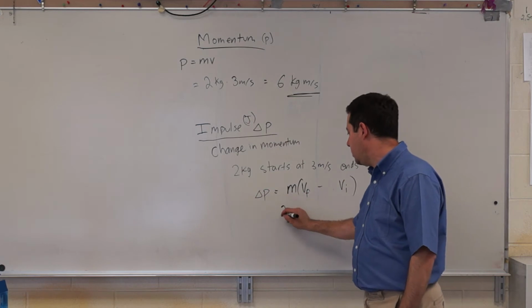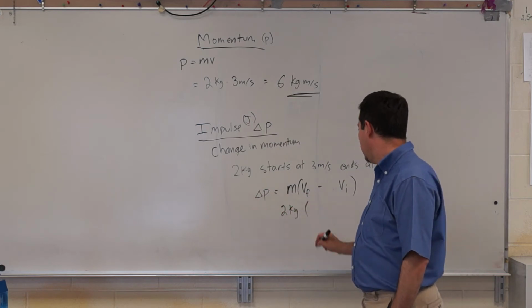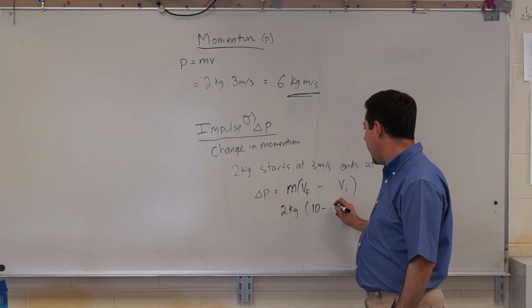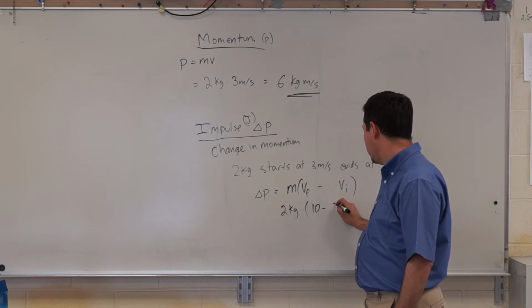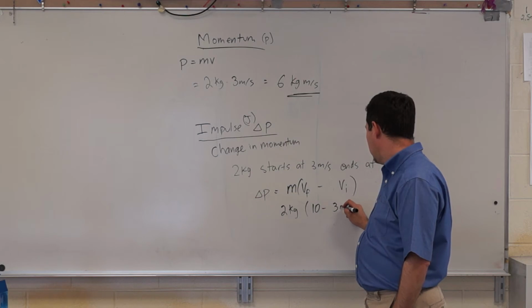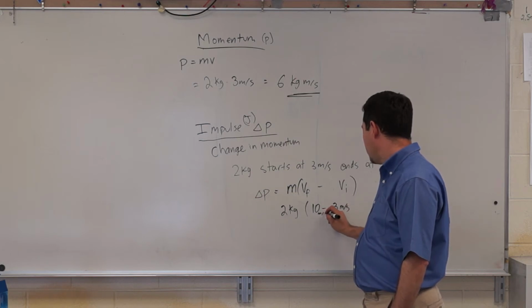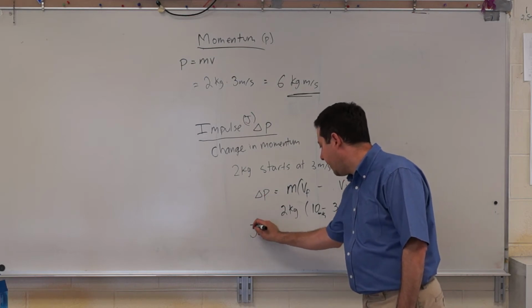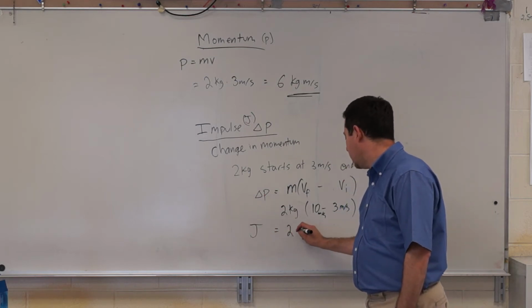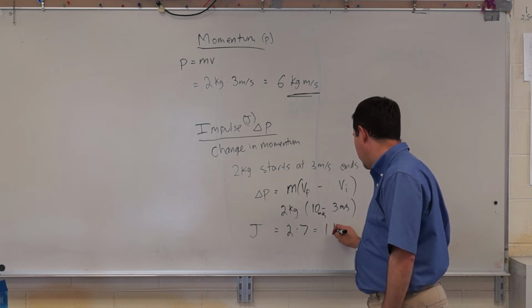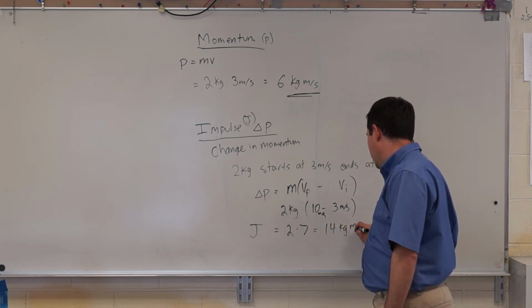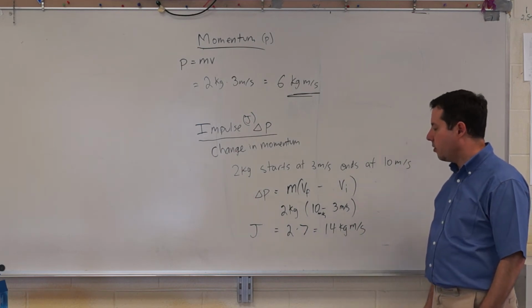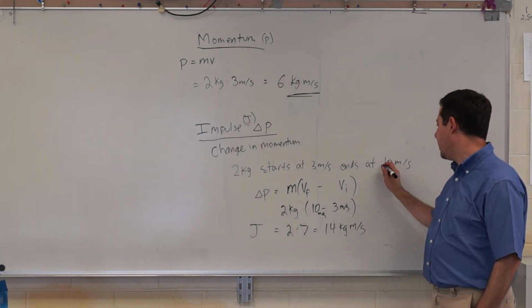So let's see, 2 kilograms ends at 10, starts at 3 meters per second. So you end up getting an impulse J is equal to 2 times 7, which equals 14 kilogram meters per second. That's pretty straightforward.